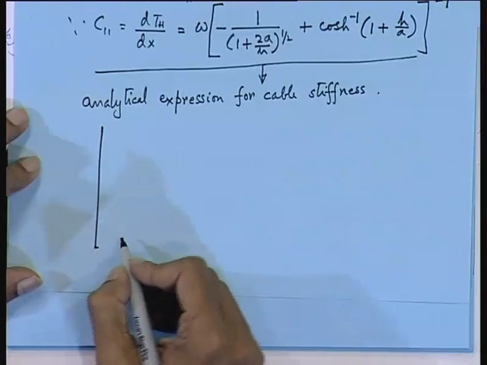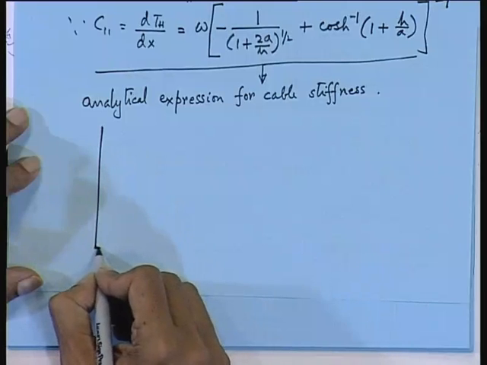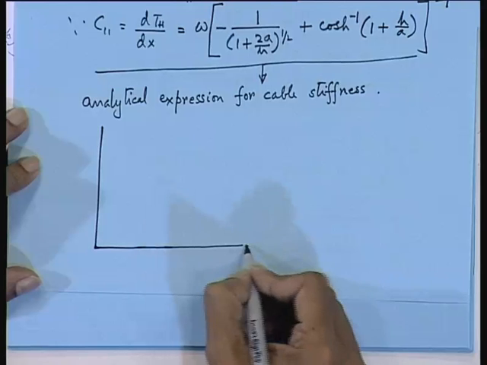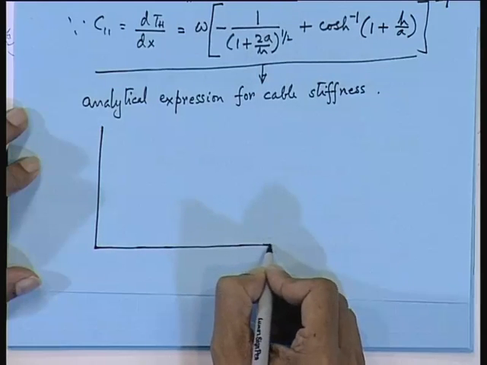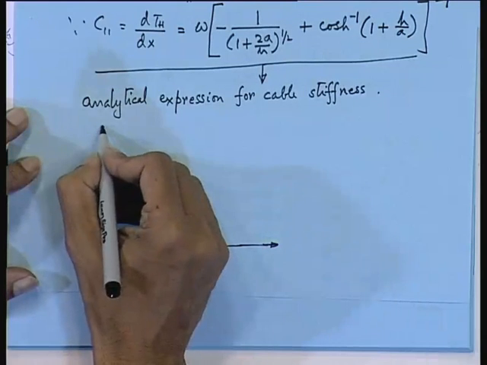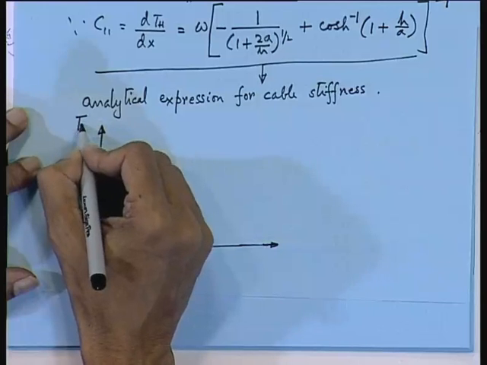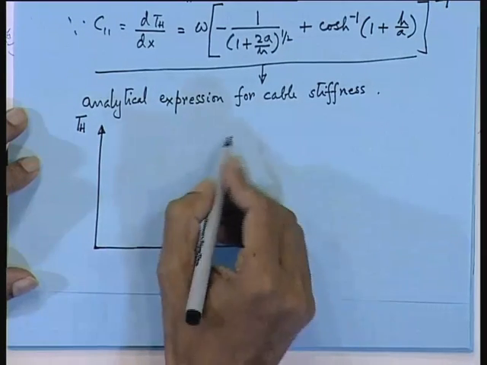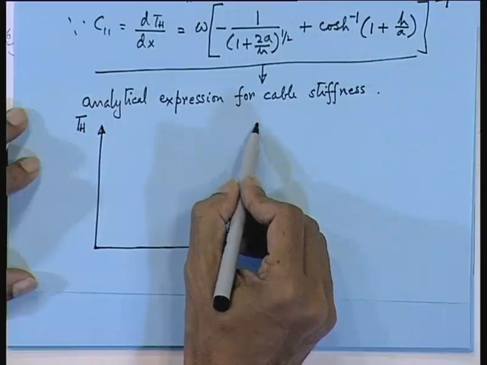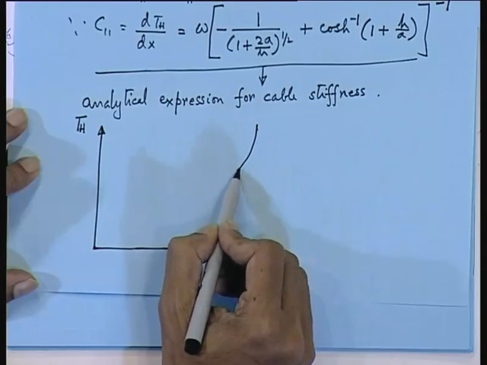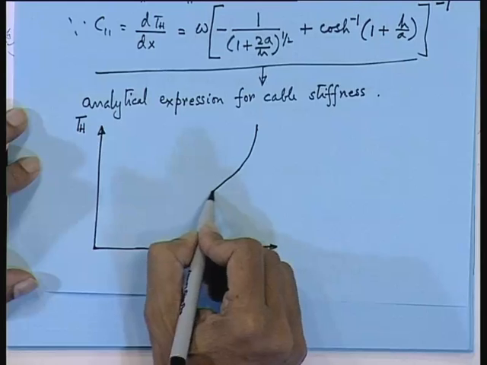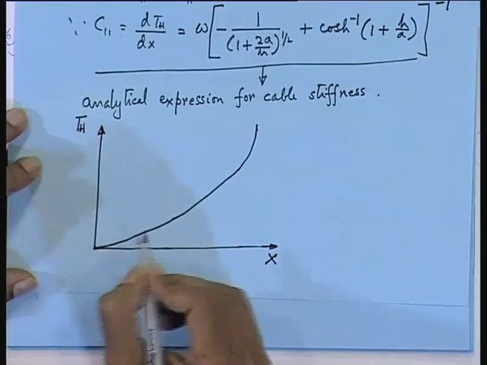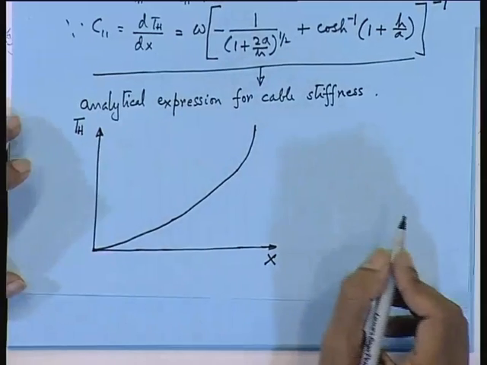And X you can find out from, can you find out X? And TH, what was the expression for TH? So this you plot, on the vertical axis you plot TH, and on the horizontal axis you plot X, and you get a graph like this. This will be some kind of exponential curve.